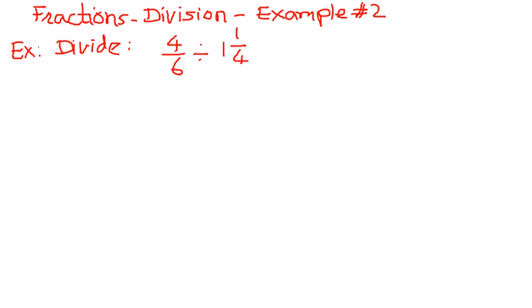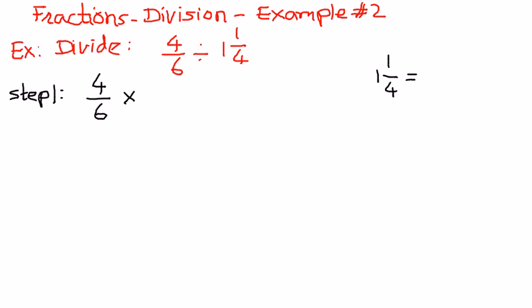Okay, so let's write it down in these different steps. Step number 1, we write the first fraction as is. We're going to convert the division symbol into a multiplication symbol, and then write the second fraction as a reciprocal. So before we do that, this is what we have. We have 1 1/4.